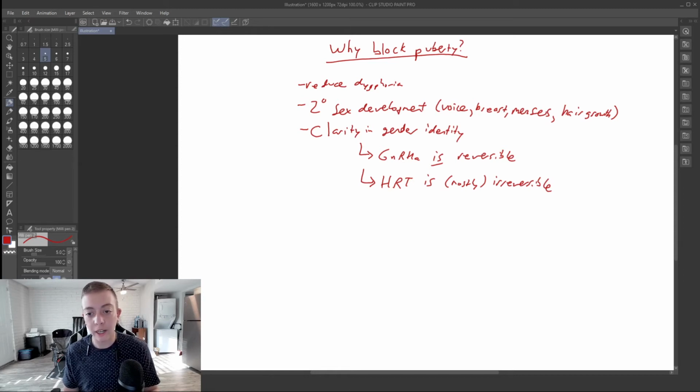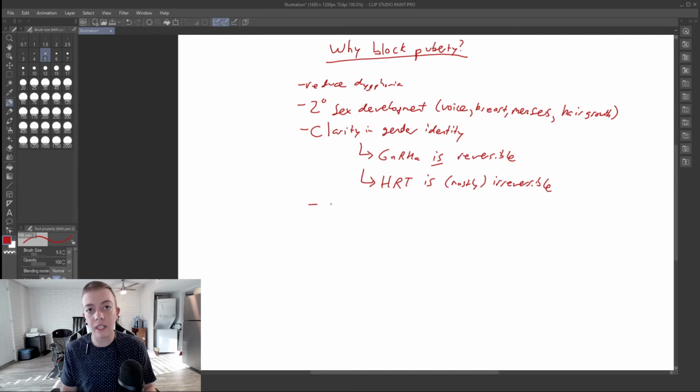effects of that HRT. But if you were to instead take someone who's questioning, put them on a GnRH agonist, then if they decide that they want to go through with HRT, great. You didn't lose anything there. But then also, if they want to go back and go through their endogenous puberty, they can still do that. So that is a wonderful advantage of starting a puberty blocker.